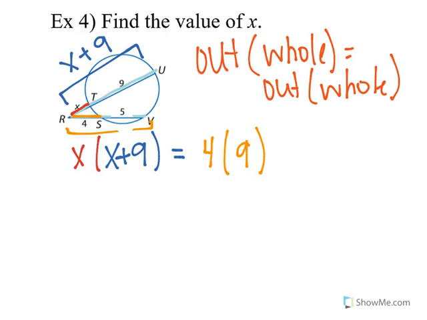Okay, so outer times whole, so x times x plus 9 equals 4 times, and I'm going to move this 9 so you guys don't get confused. The whole thing is 9. And then we're going to clean it up. Distribute. X times x is x squared plus 9x equals 4 times 9, which is 36.